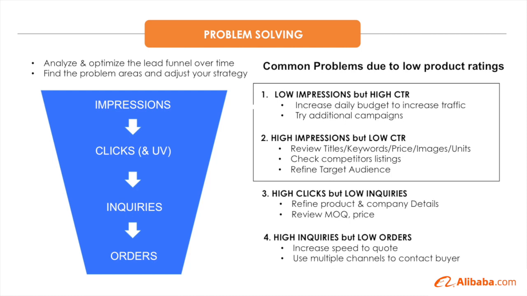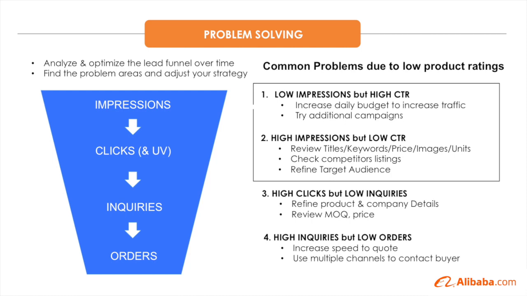Finally, we wanted to go over some ways to problem solve when you're having issues with our keyword marketing tool. You always need to analyze and optimize your marketing campaigns over time, but there are some common problems which you can easily fix by looking at each separate level of the funnel. If you think about digital advertising, we start with impressions, and this is the number of views that a buyer will see your product. If they then click on your product once it shows in a search ranking, once they click on it, they then move through to make an inquiry or an order.